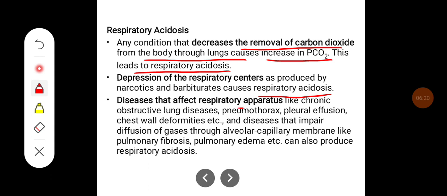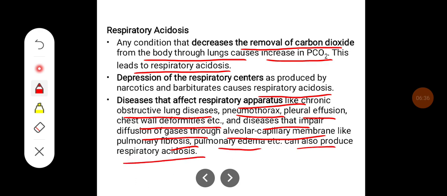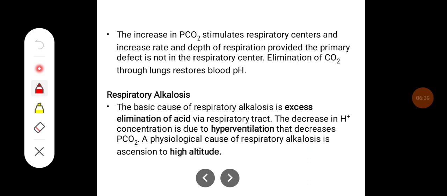Diseases that affect the respiratory apparatus, like chronic obstructive lung diseases, pneumothorax, pleural effusion, chest wall deformities, and diseases that impair diffusion of gases through the alveolar capillary membrane, like pulmonary fibrosis and pulmonary edema, can also produce respiratory acidosis. The increase in PCO2 stimulates respiratory centers and increases the rate and depth of respiration, provided the primary defect is not the respiratory center. So elimination of carbon dioxide through the lung restores the blood pH.